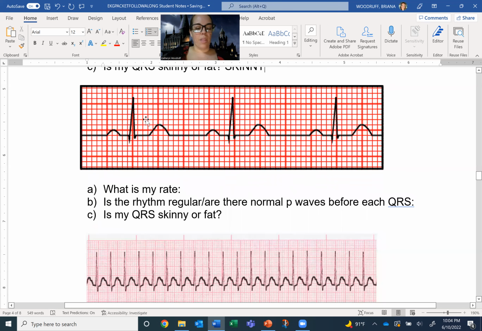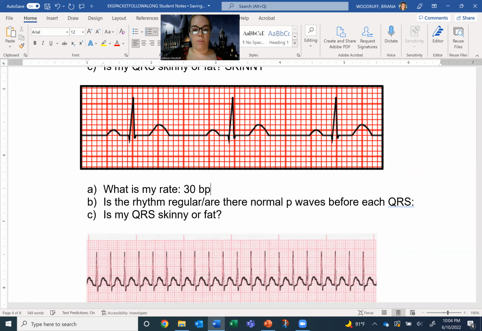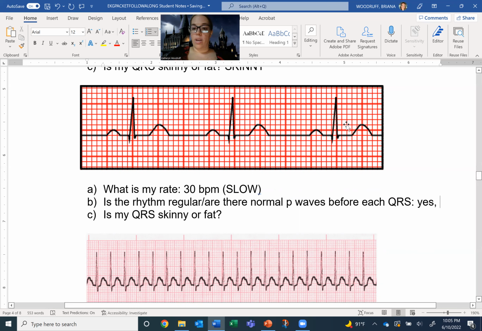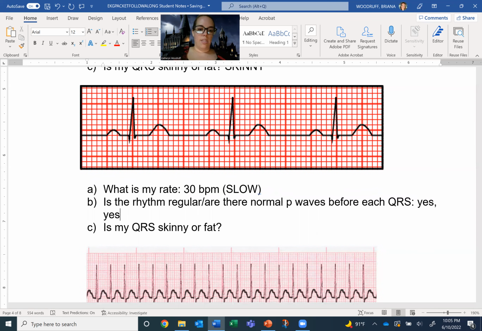Let's look at this one. So we've got a rate 1, 2, 3 times 10 is 30 beats per minute. So a little slow. Is the rhythm regular? Let's look. Yeah, looks like there's the same amount of space between each. Yes. And is there a P wave before every QRS? Absolutely. Yes. And then we want to look at, is my QRS skinny or fat? It looks nice and skinny.